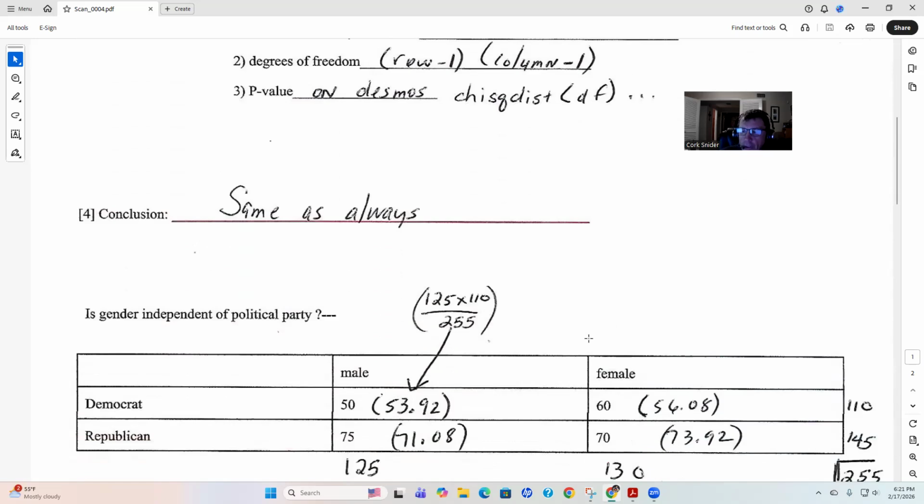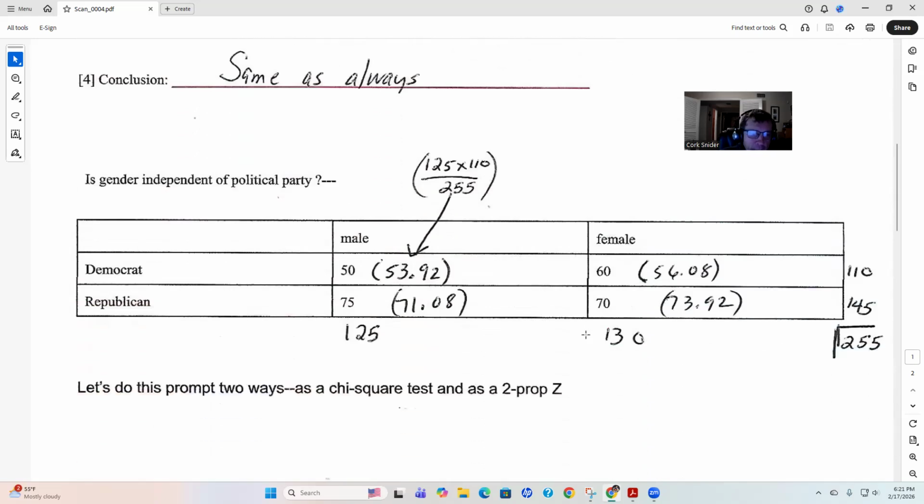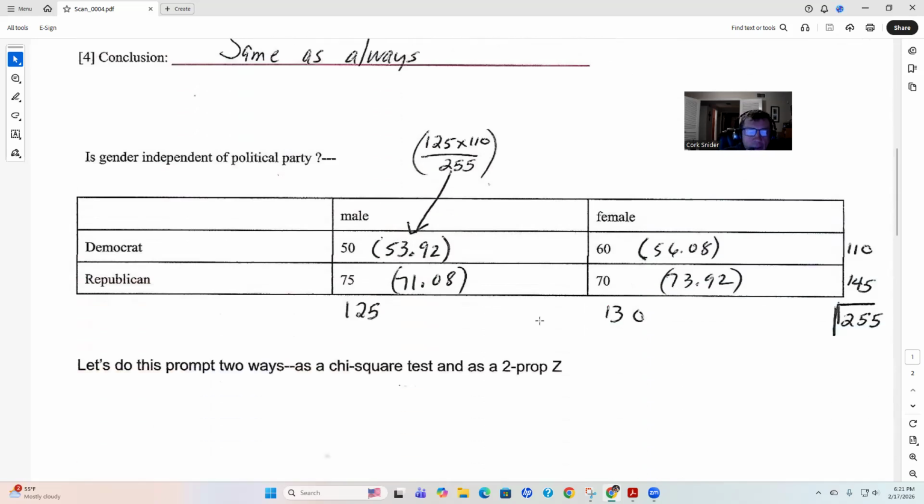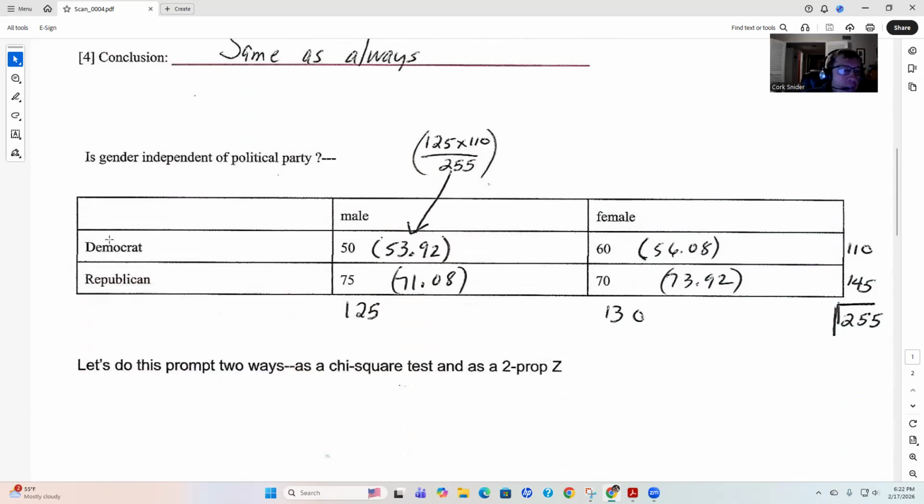All right, so this is going to be our first prompt. This is actually going to be the only prompt of the day with this. We're going to do two different ways. This is really cool stuff. Some of this is beautiful math. So is gender independent of political party? Okay. Chi-square test of independence.